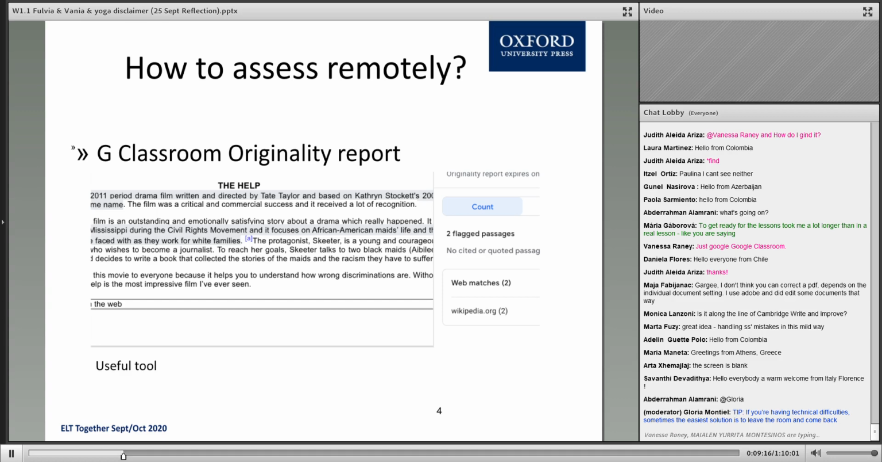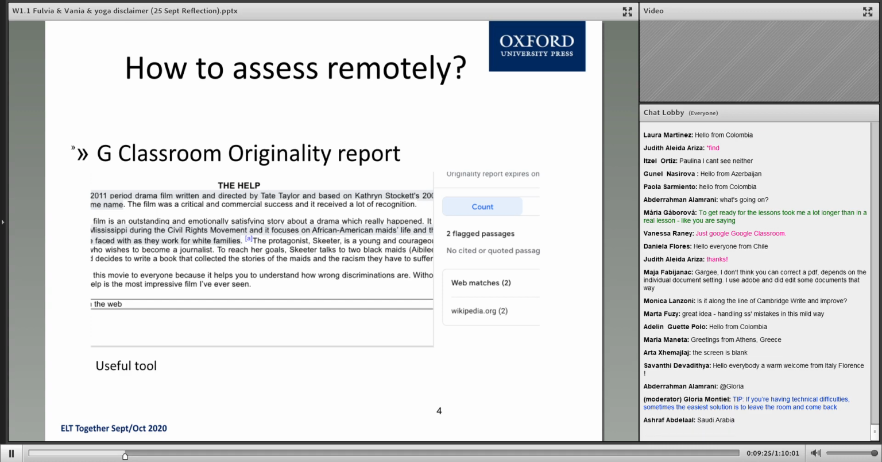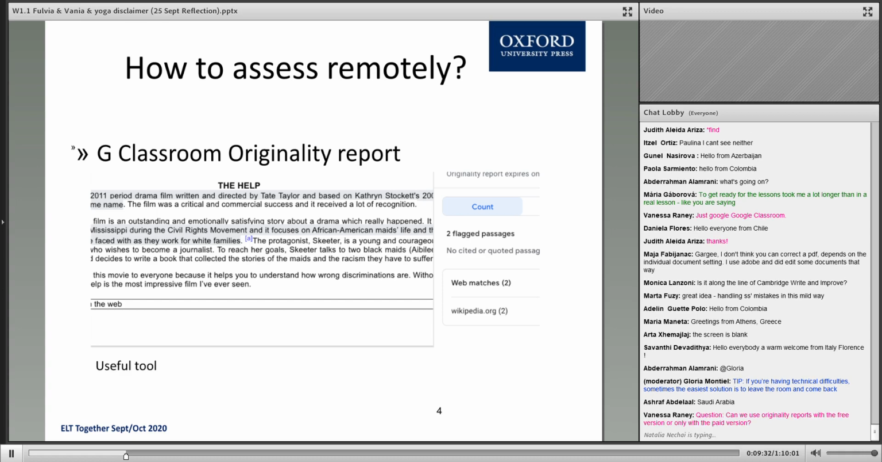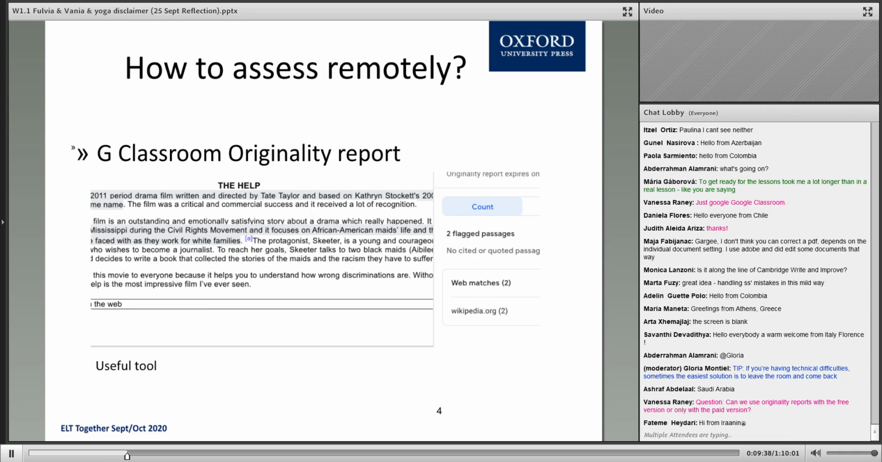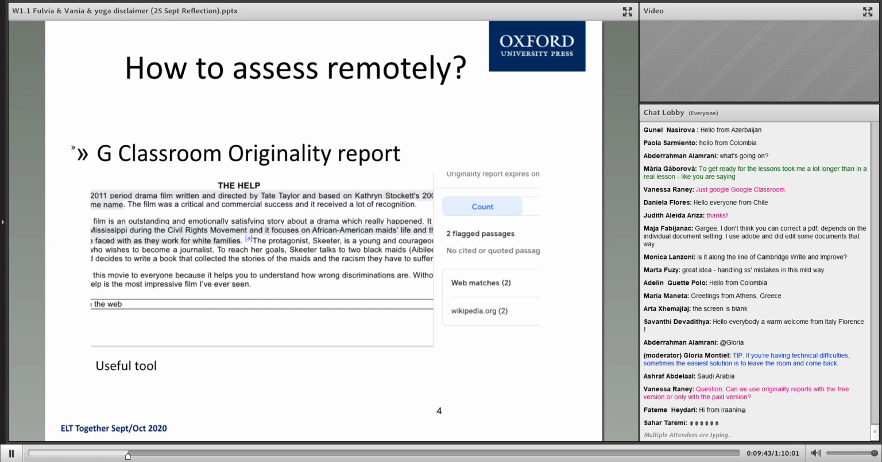What does it do? It's really useful because when the student hands in the writing, Google flags the passages that seem to be copied from the web, also indicating the source. In this case, as you can see, two flagged passages from Wikipedia. Of course, I didn't use this to give a bad mark. No, just to show my students that if you copy from the web, it is not a way to learn how to write.